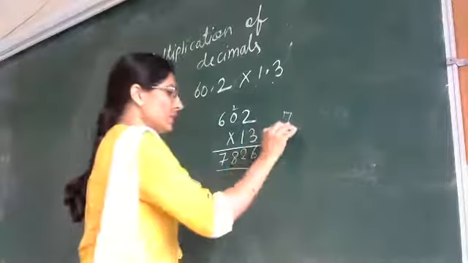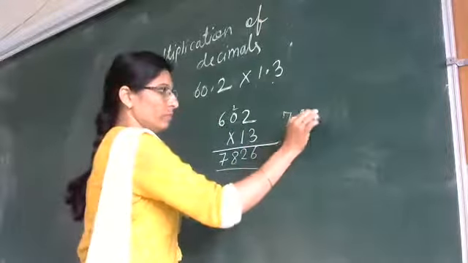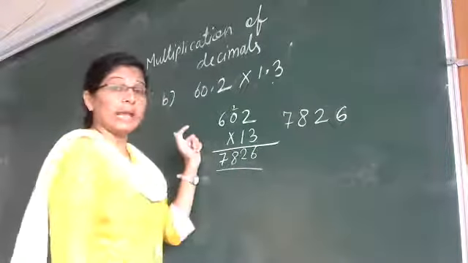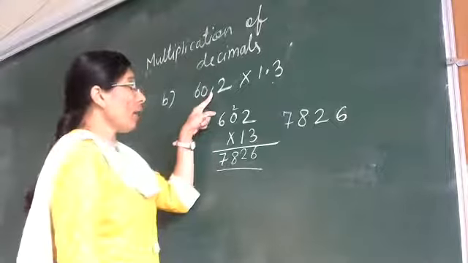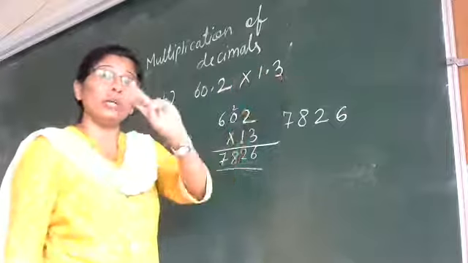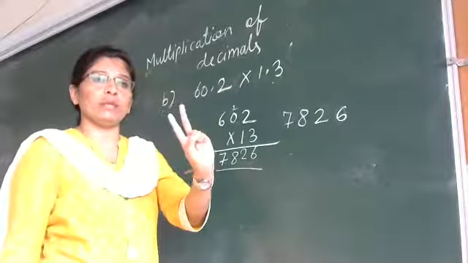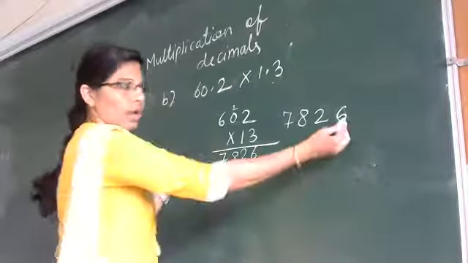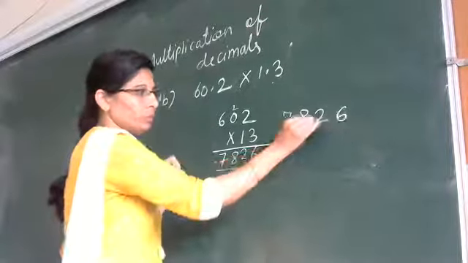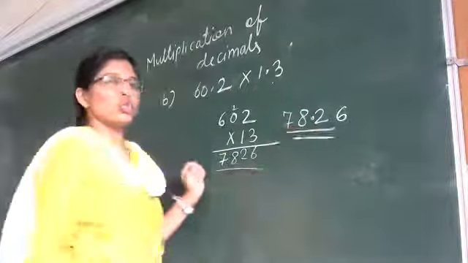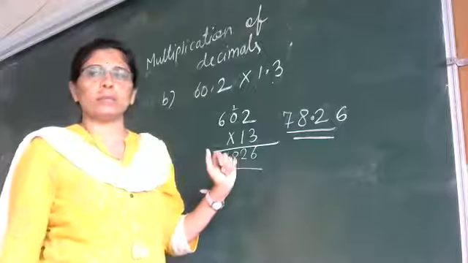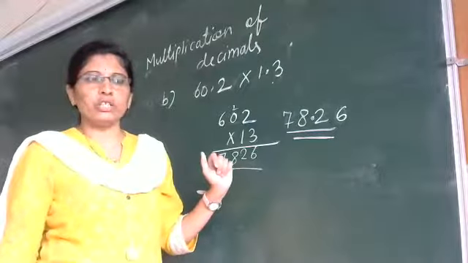We have got 7826. So here, we can see after the decimal point here 1 digit, and here 1 digit. Only 2 digits are there after the decimal point. So from the right side we have to count. So the answer is 78.26. Now understood?